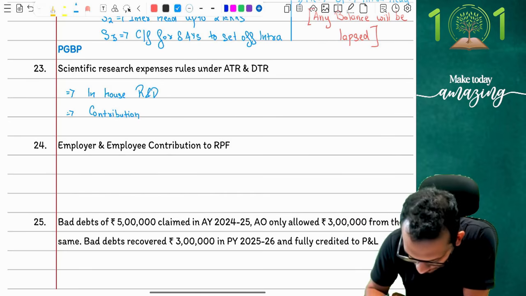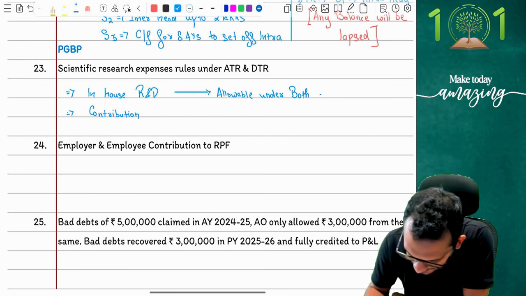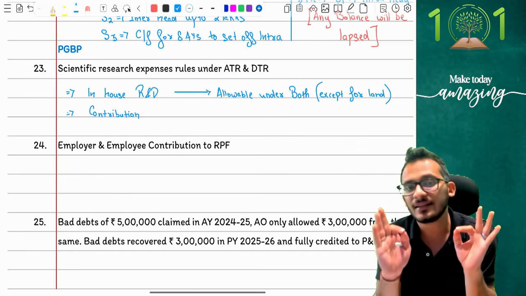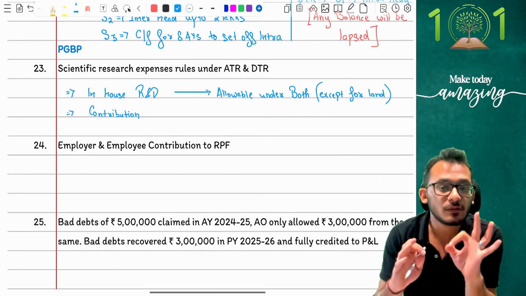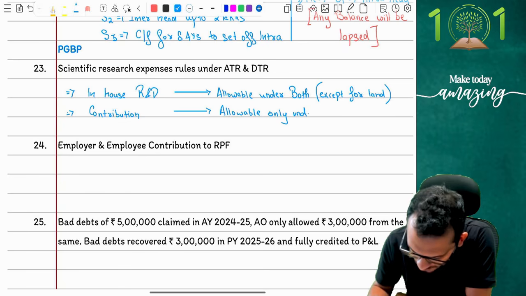Now, income tax says if you're going to have any in-house R&D, it is allowable under both the regimes. It is allowable under both except for land. If you remember this provision, people, income tax basically says any scientific research expenses incurred will be 100% allowed as expenditure, whether it is revenue or capital, except for land, and this provision is there under both the regimes. However, if you have any kind of contributions, contribution is allowable only under ATR. So the provisions say you can claim it only under ATR. Under DTR this provision is not allowable.